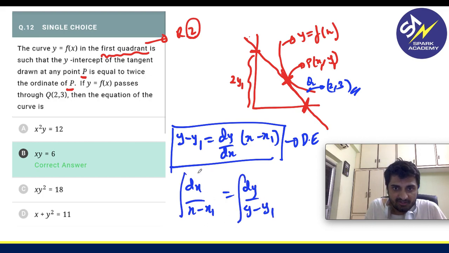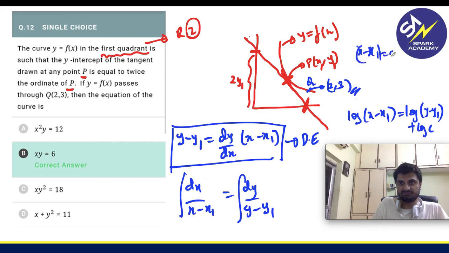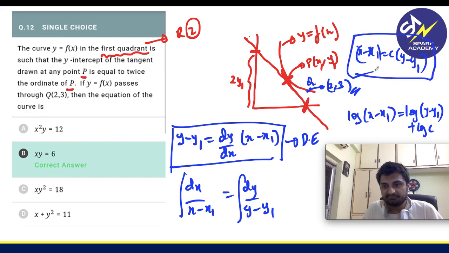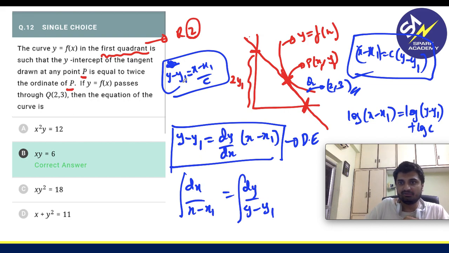Integrate. So what is happening now? This is like log of x minus x1 equals log of y minus y1 plus log c. Or this same thing I can write as x minus x1 equals c times y minus y1. Right? This is the equation of the tangent which I am getting. Or in other words, y minus y1 equals x minus x1 by c I am getting. So I know the equation of the tangent. From this I got the equation of the curve.